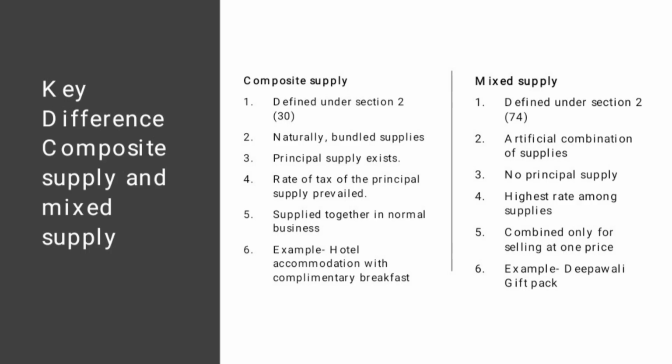Example, hotel accommodation with complimentary breakfast. In case of composite supply, it is an example: hotel accommodation with complimentary breakfast. Here the principal item is hotel accommodation and complimentary breakfast is the ancillary item. Since hotel accommodation is the principal item, the GST rate of hotel accommodation will be applicable to the whole supply.